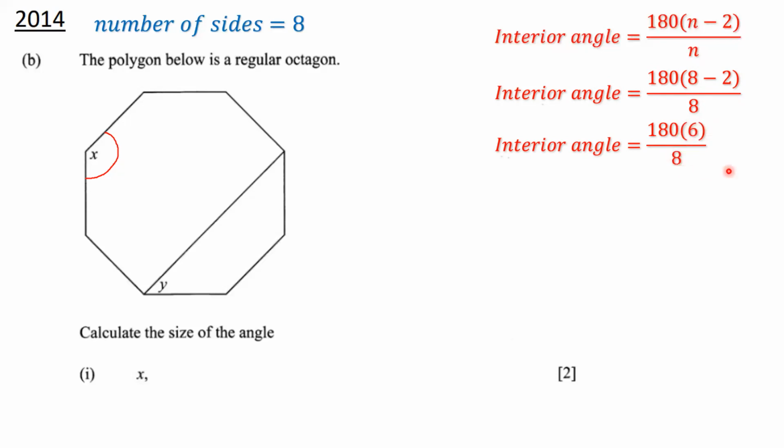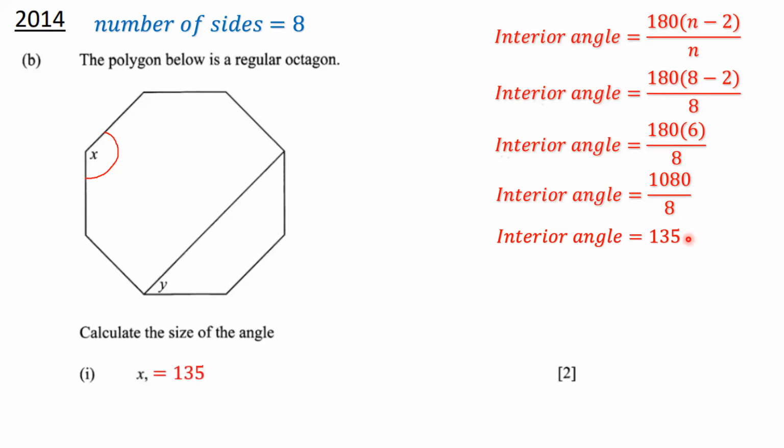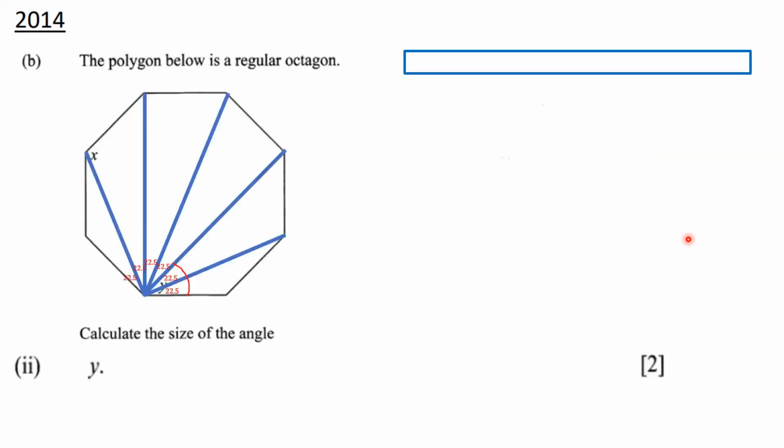And so we have 180 multiplied by 6, which is going to be 1,080 all over 8. So we have 1,080 divided by 8, which is going to be 135. So that means that the value of X, the value of this interior angle, is going to be equal to 135 degrees. Moving right along, we have this next question.